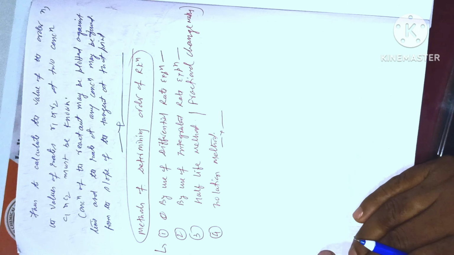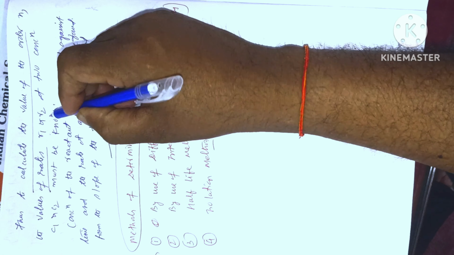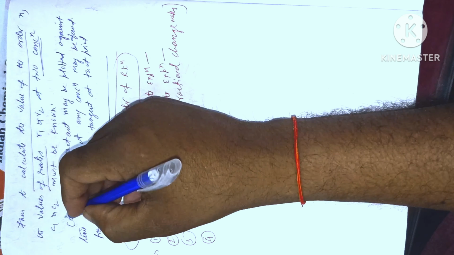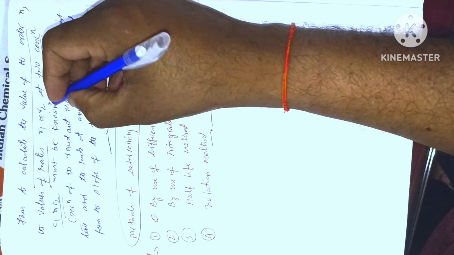Thus, to calculate the value of the order, the values of the rate, that is R1 and R2, at two different concentrations C1 and C2 must be known.